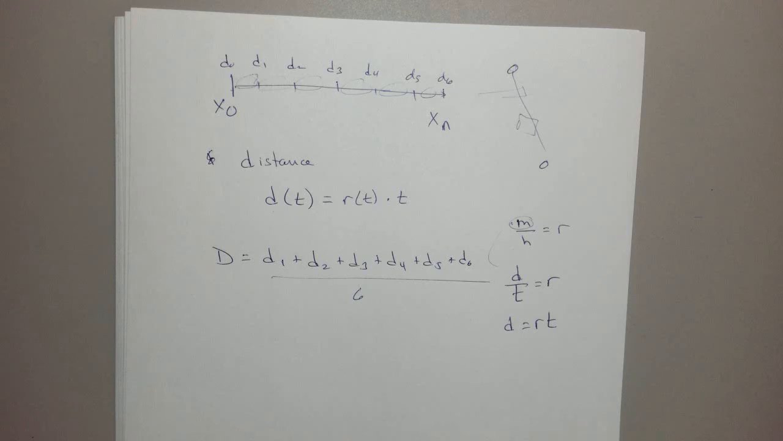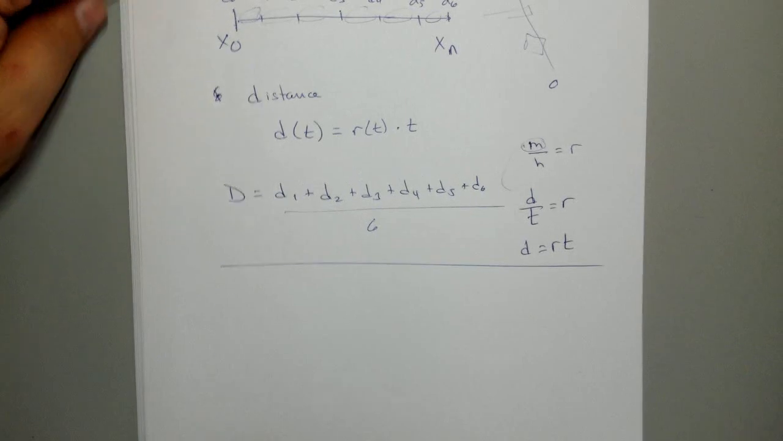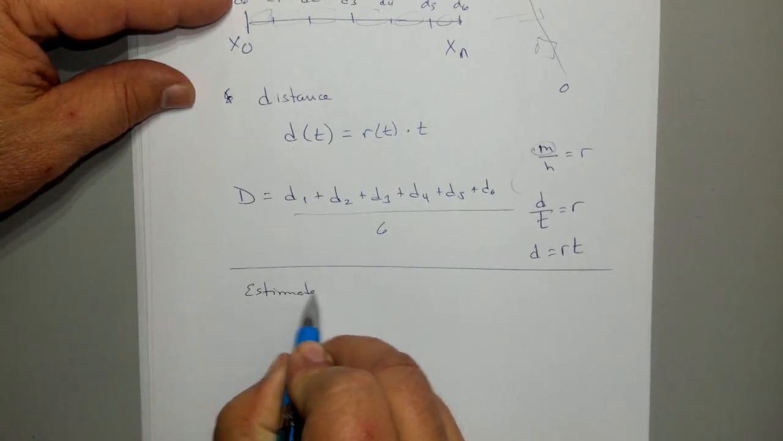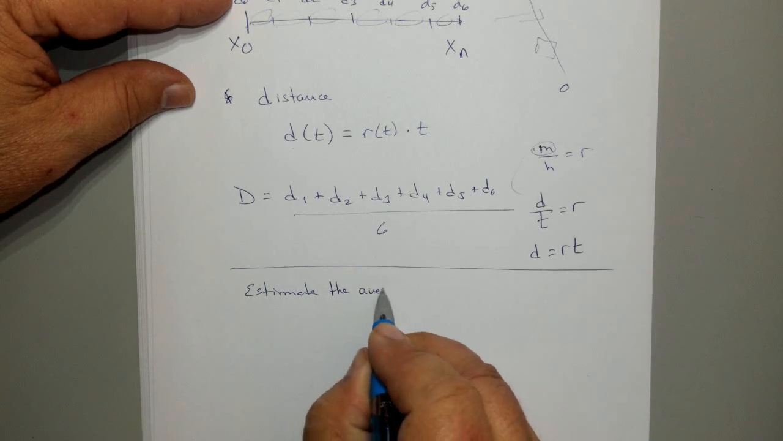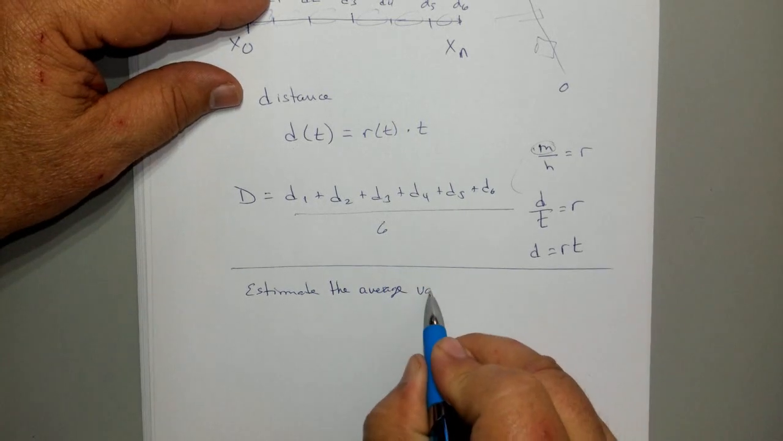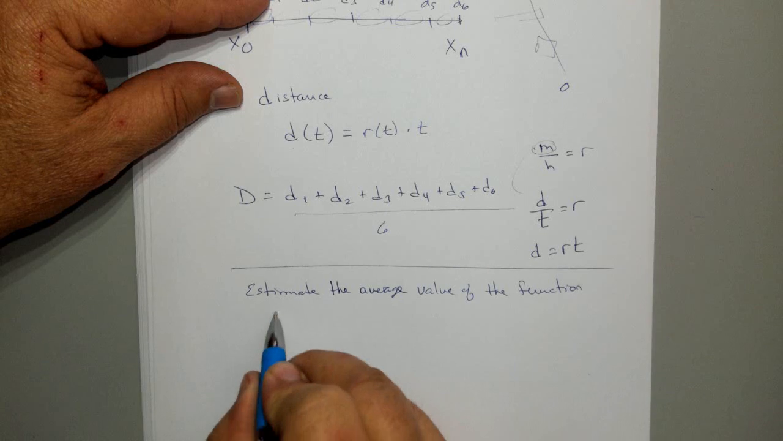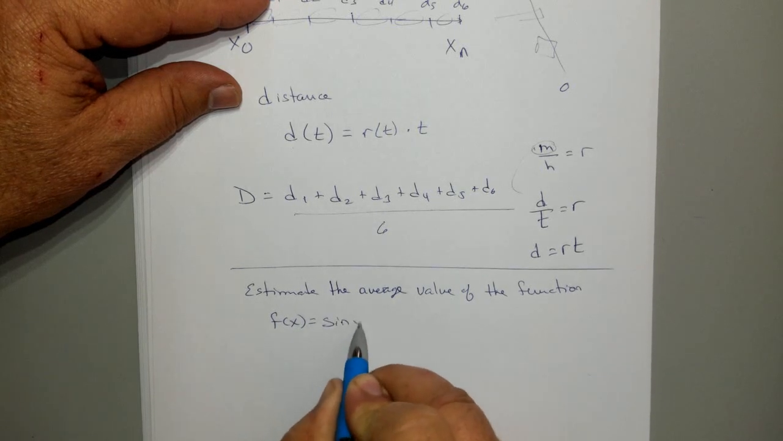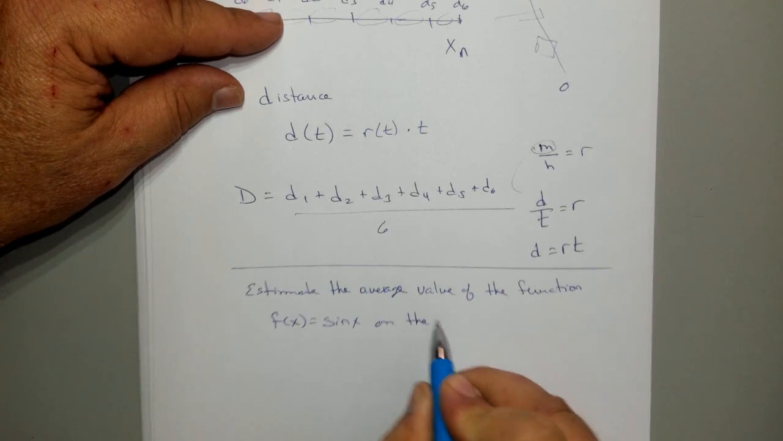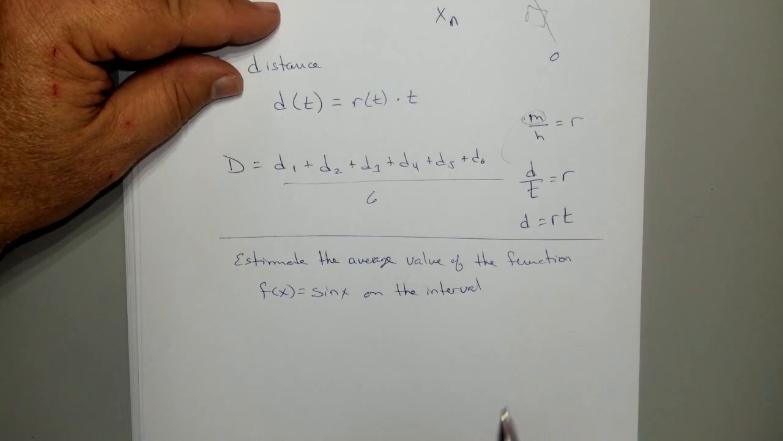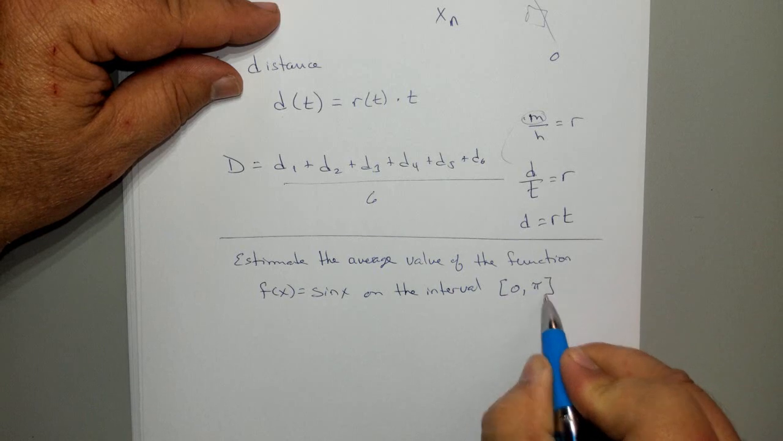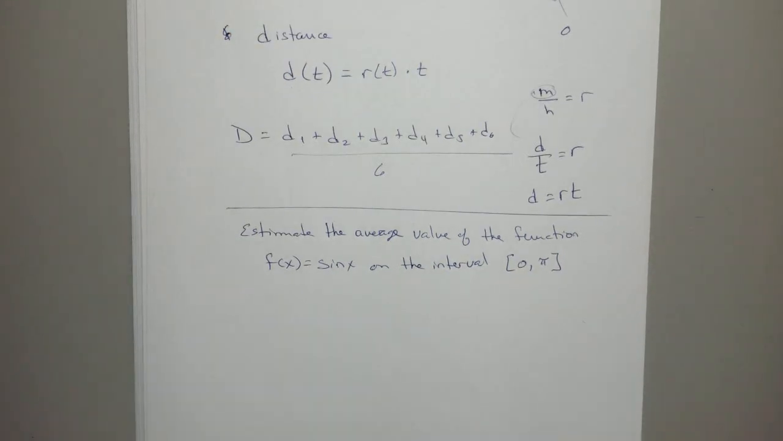Zero negatives. Here's an interesting one. Estimate the average value of the function f of x equals sine x on the interval zero to pi. So how would you do this? What's the first thing you have to figure out?